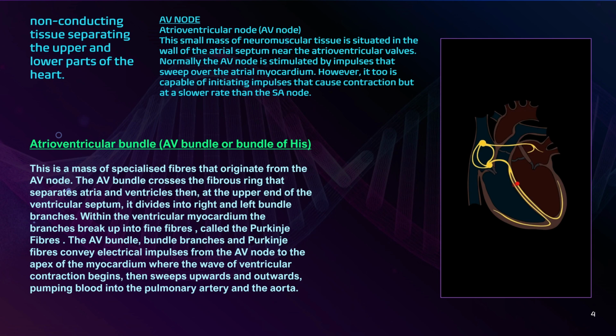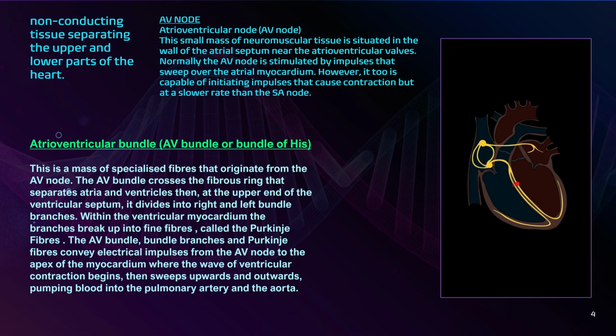Atrioventricular bundle, also known as AV bundle or bundle of His. This is a mass of specialized fibers that originate from the AV node. The AV bundle crosses the fibrous ring that separates the atria and ventricles. Then at the upper end of the ventricular septum, it divides into right and left bundle branches. Within the ventricular myocardium, the branches break up into fine fibers called the Purkinje fibers.